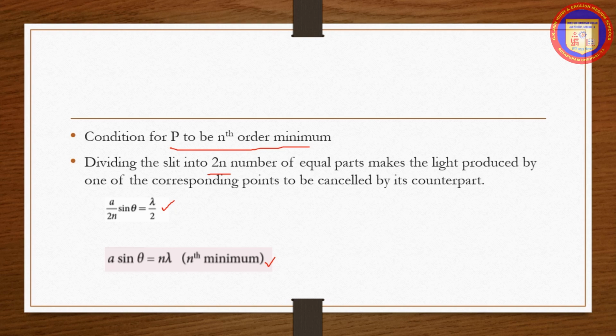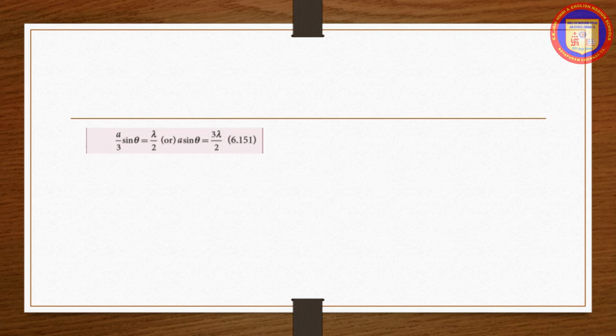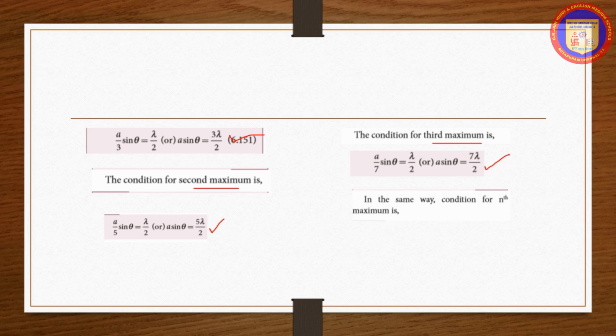Next we'll go for the condition for maximum. For points of maxima, the slit is to be divided into an odd number of equal parts so that one part remains uncancelled, making the point P appear bright. The condition for the first maximum is a by 3 sin theta equal to lambda by 2, or a sin theta equal to 3 lambda by 2. The condition for the second maximum is a by 5 sin theta equal to lambda by 2, or a sin theta equal to 5 lambda by 2. The condition for the third maximum is a by 7 sin theta equal to lambda by 2, or a sin theta equal to 7 lambda by 2.